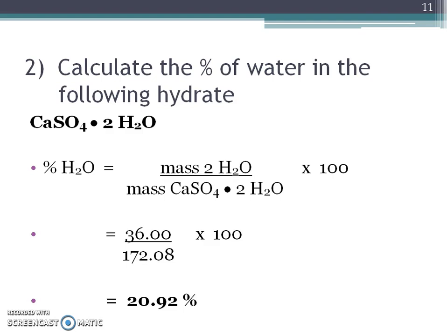So in this hydrate, there's 20.92% water molecules in the whole compound hydrate.